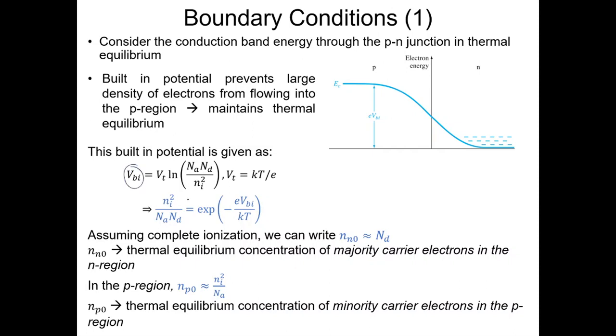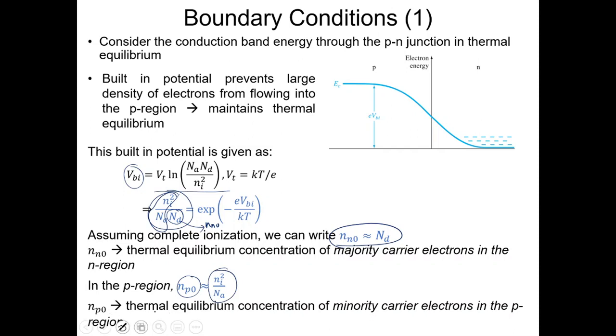The built-in potential we earlier derived as a function of the thermal voltage, which is a constant, times log of Na Nd by Ni square. Now if we rewrite, Ni square divided by Na Nd equals exponential of minus e Vbi by kT. Now you know that the Nd here is the majority carrier concentration, right? So we can write this as Nn0, and Ni square by Na is nothing but the minority carrier concentration in the P region, so we can write Ni square by Na as Np0.